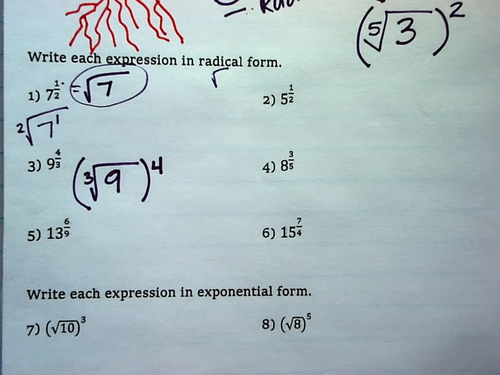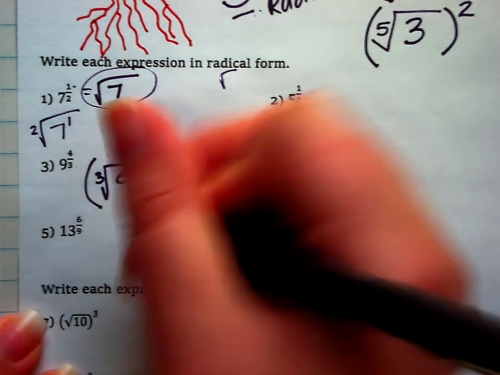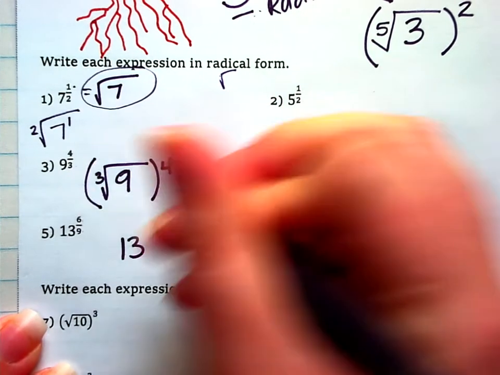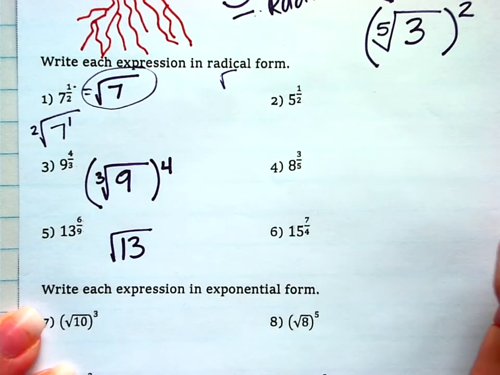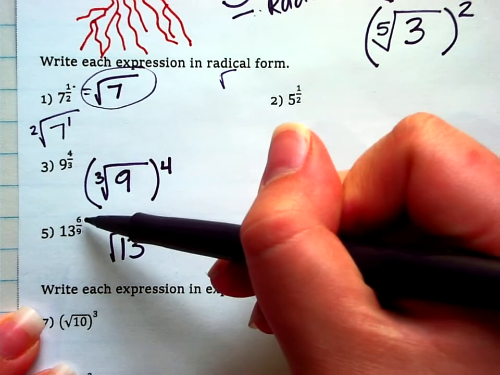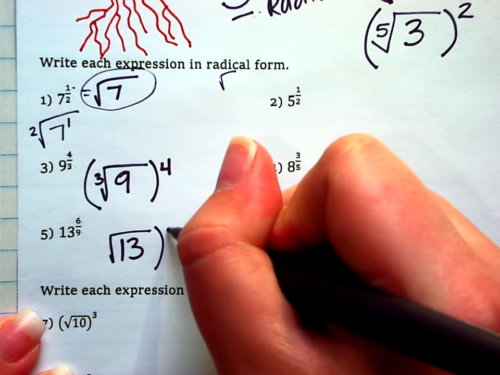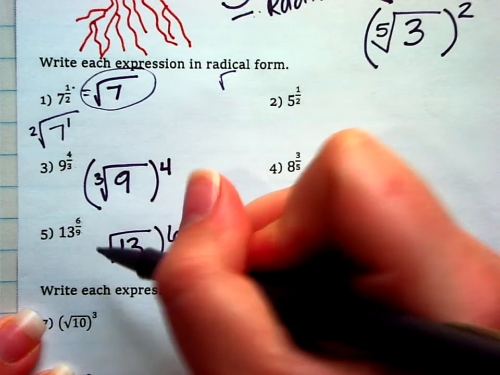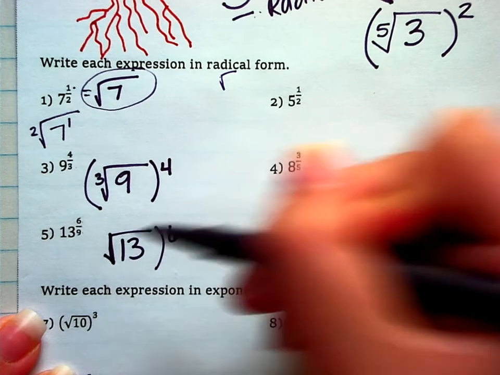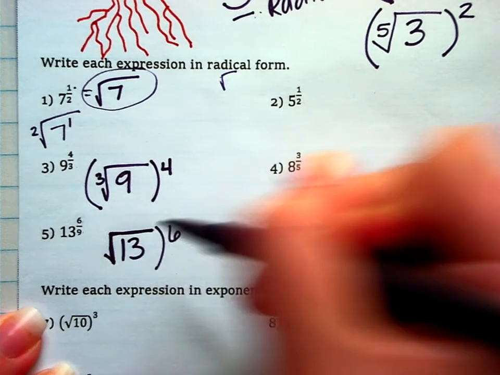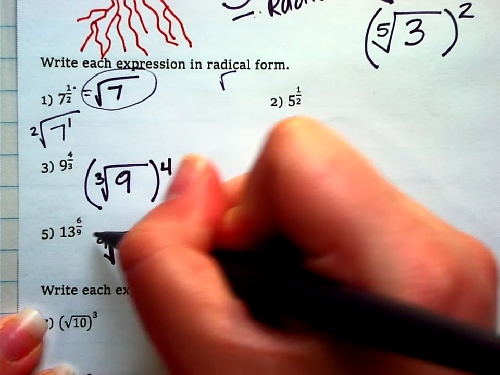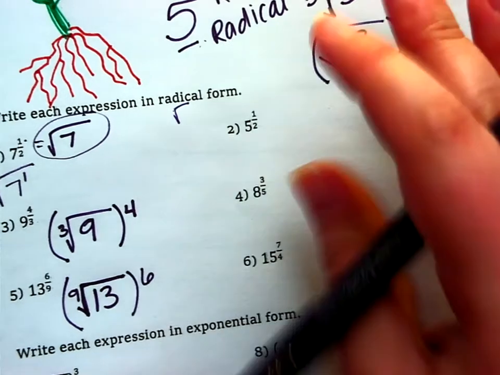All right, let's try number 5. Number 5, we have 13 as the radicand. And 6 is the flower, power. So we have it as our exponent. And then 9 is on the bottom. It's the root. So we'll put it in the radical, or next to the radical.